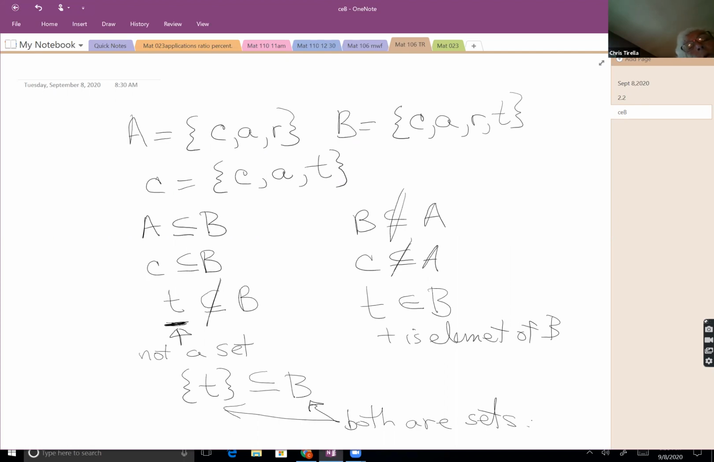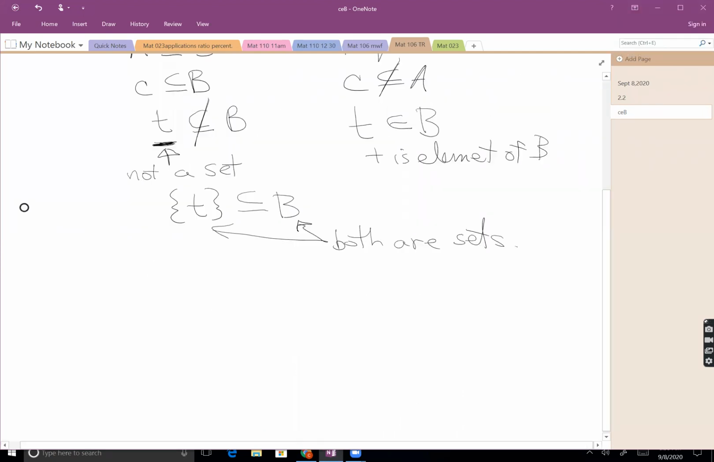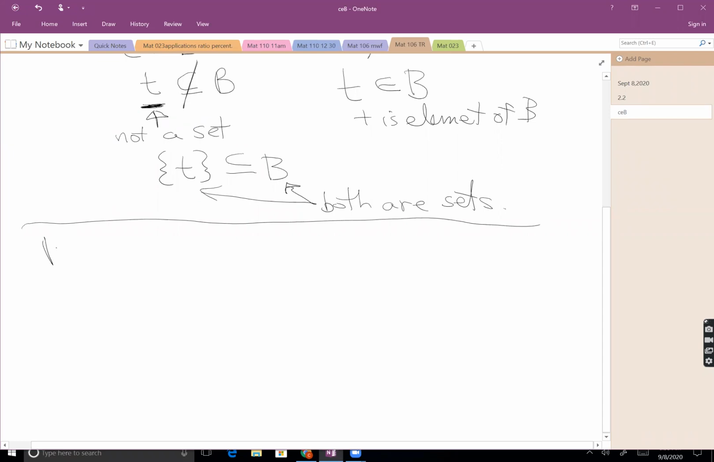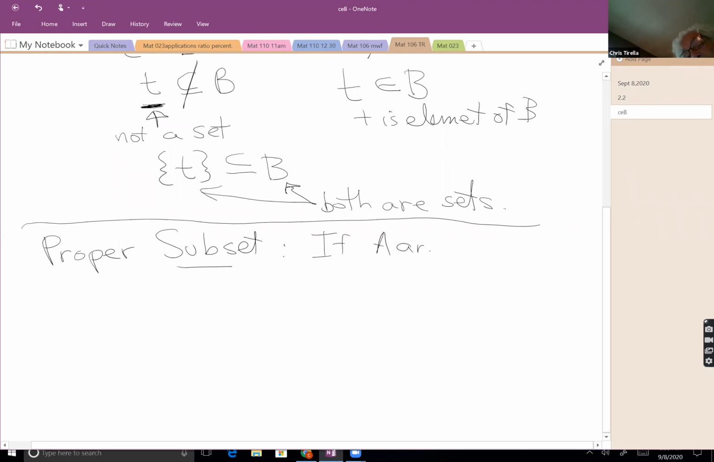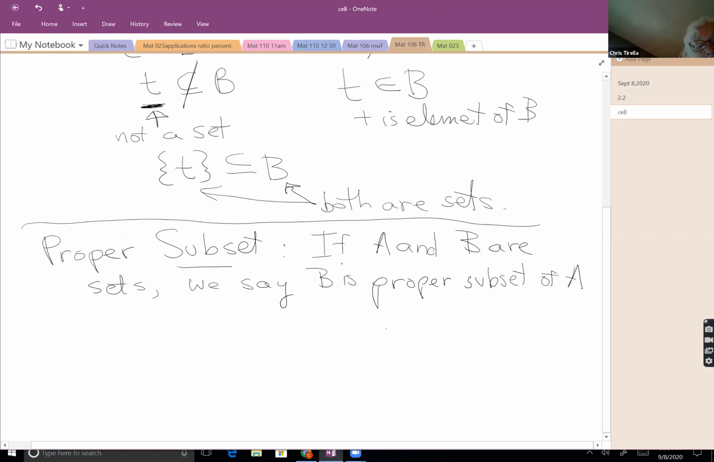If so, we've talked about general subsets. There's a particular type of subset you sometimes hear of, and that's a proper subset. If A and B are sets, we say that B is a proper subset of A, and that's written B is a proper subset of A. So that over here, the C without the line underneath it means proper subset.